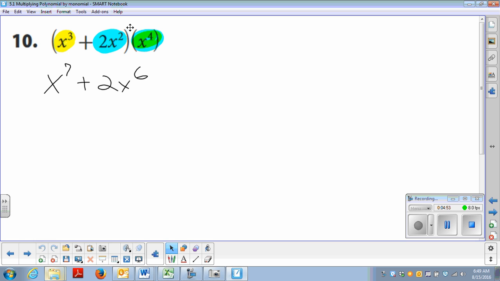Next, I'm going to have my 2x squared multiplied times the x to the 4th. Again, you have a coefficient of 1, and 1 times 2 is 2. That's the first step. Next thing I'm going to do is take my x to the 4th, multiply times x squared. That's going to give me x to the 6th. And that's it.